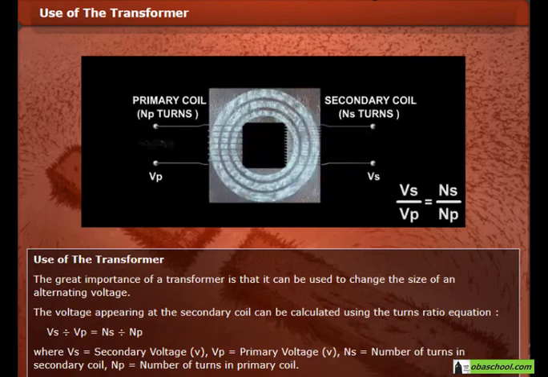Use of a transformer. The great importance of a transformer is that it can be used to change the size of an alternating voltage. The voltage appearing at the secondary coil can be calculated using the turns ratio equation, Vs over Vp equals Ns over Np, where Vs equals secondary voltage, Vp equals primary voltage, Ns equals number of turns in secondary, Np equals number of turns in primary.